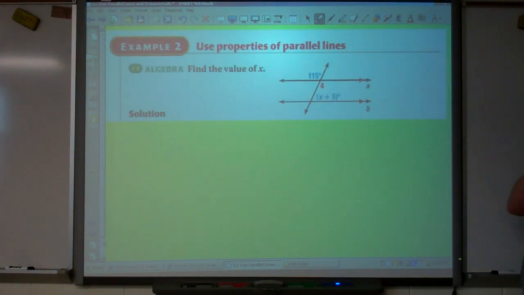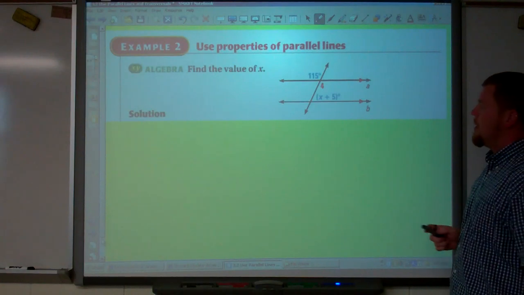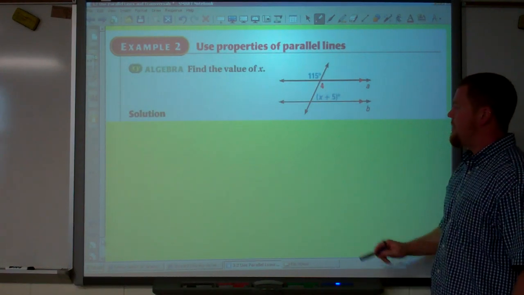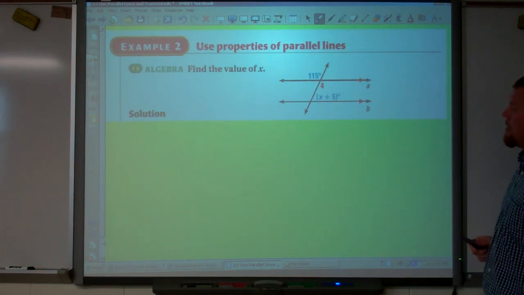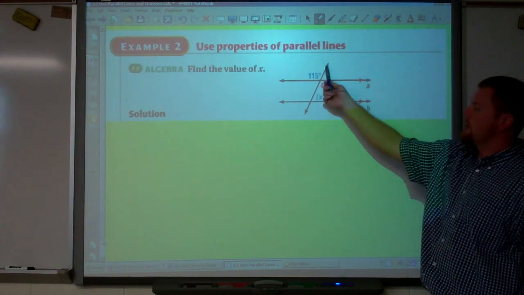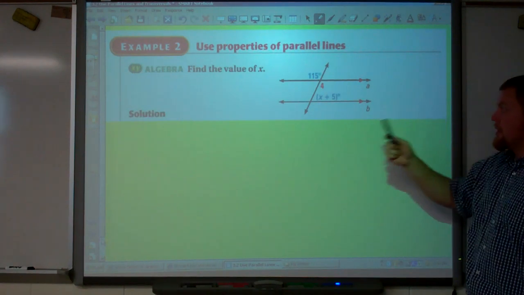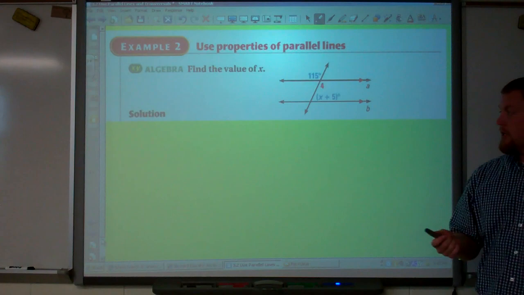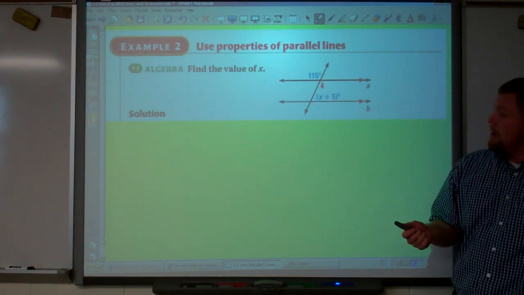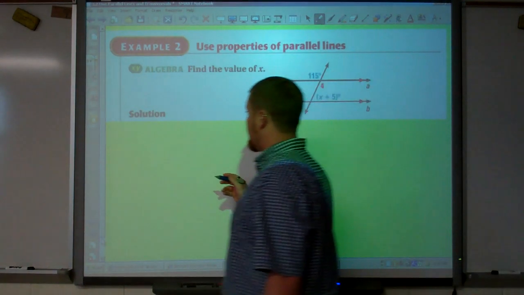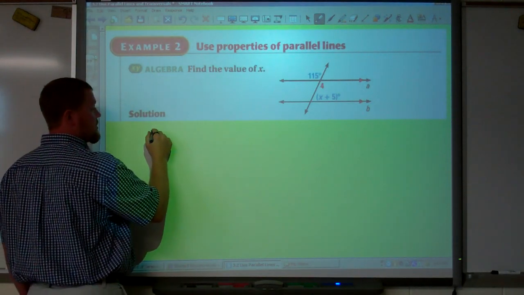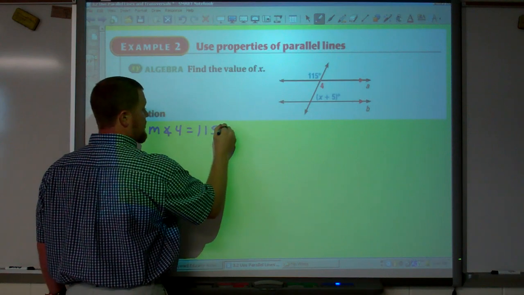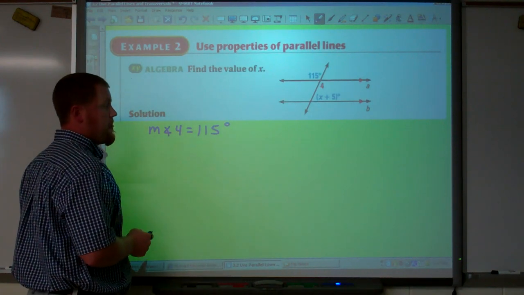Second example, find the value of x. Okay, we have 115 degrees, angle 4, and then x plus 5 degrees. Lines A and B are parallel. Here's our transversal. So first thing, 115 degrees and angle 4 there will have what kind of angle pair relationship? They are vertical angles. So the measure of angle 4 equals 115 degrees because vertical angles are always congruent.